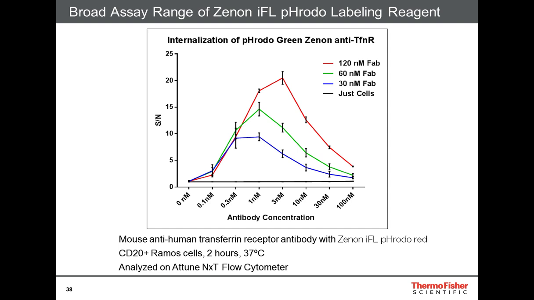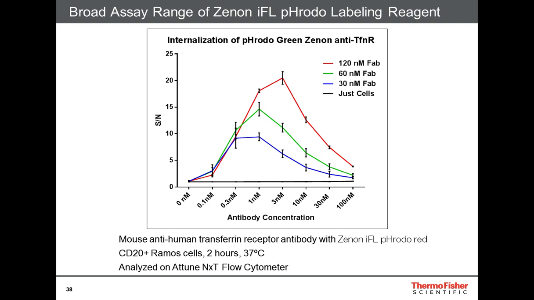But we report a very bright signal to noise, where the black line here is our background of cell fluorescence alone. And as we increase from left to right the concentration of our primary antibody, we have a very broad dynamic range of that antibody, at which this assay gives us a clear signal of internalization.